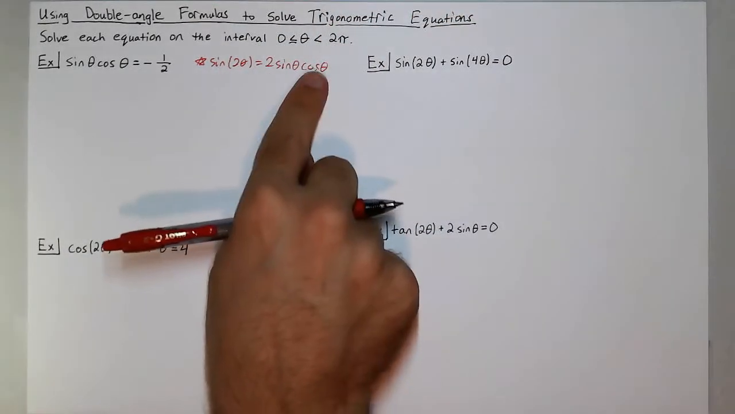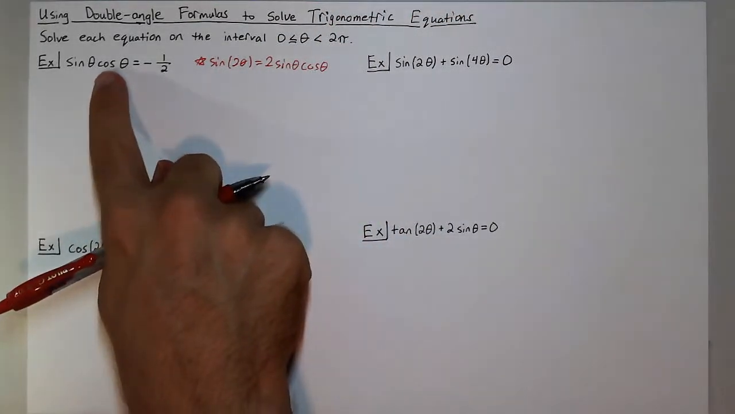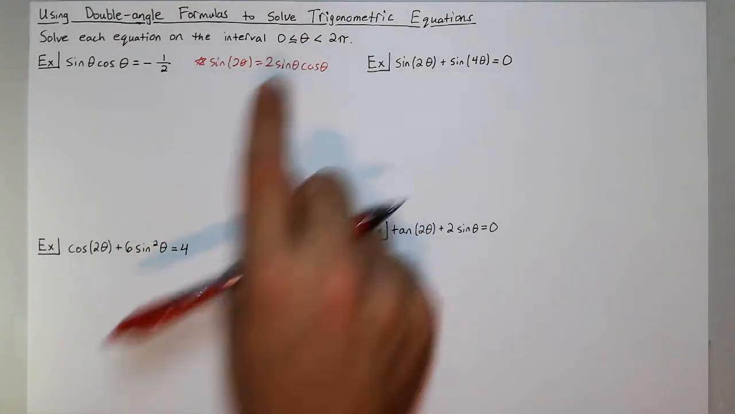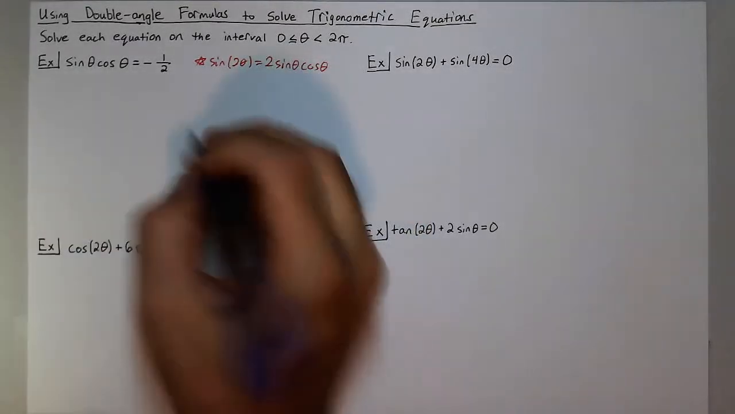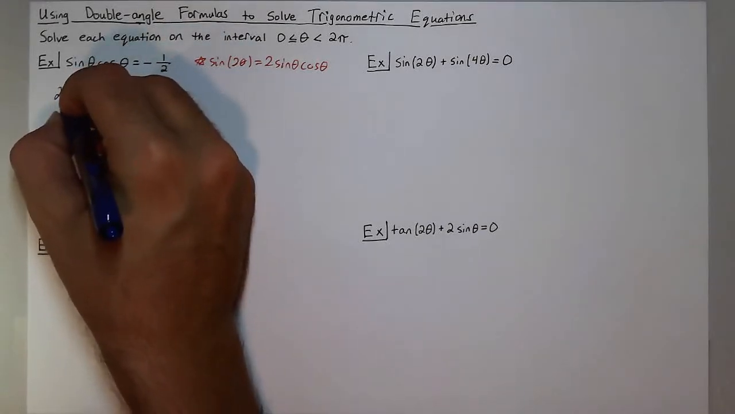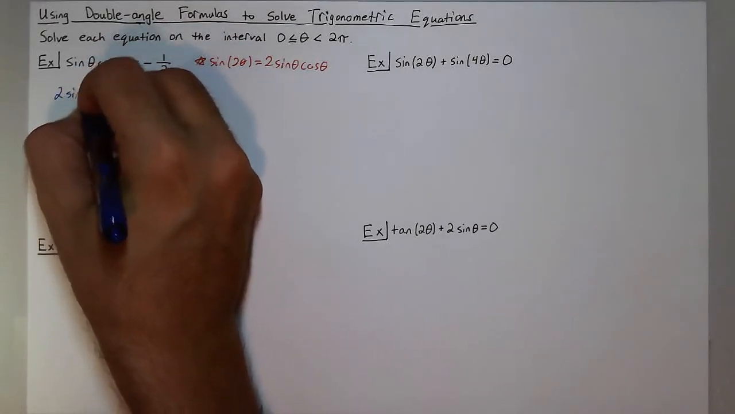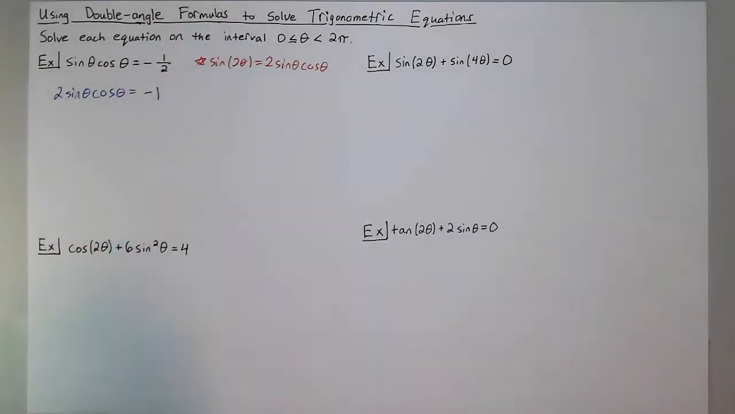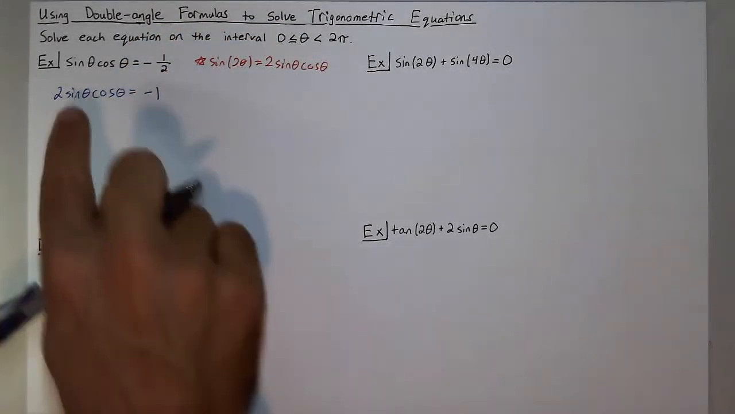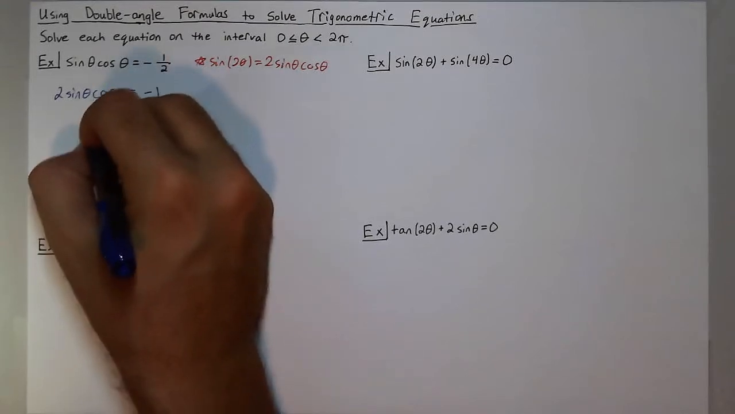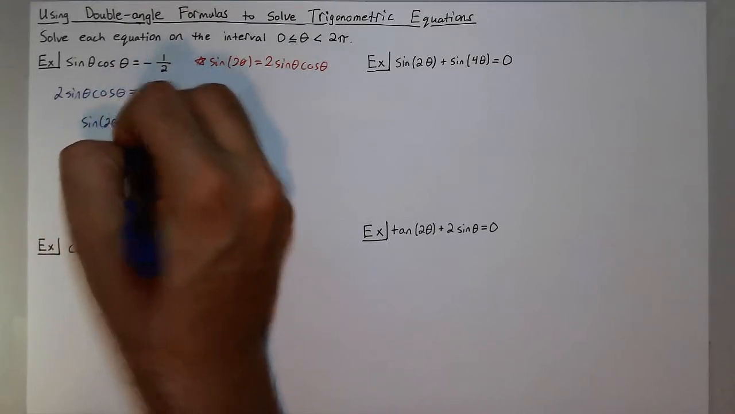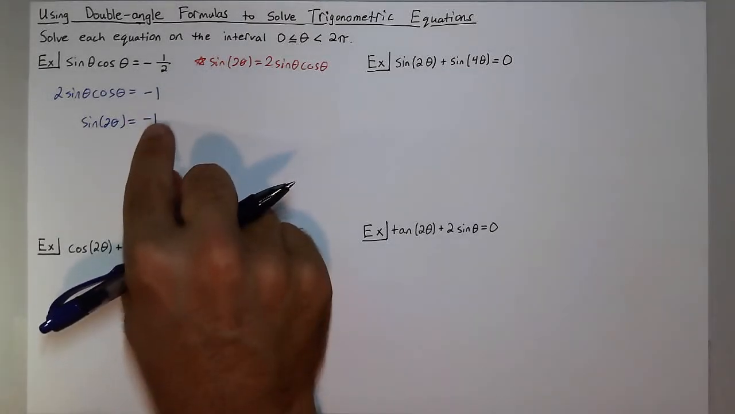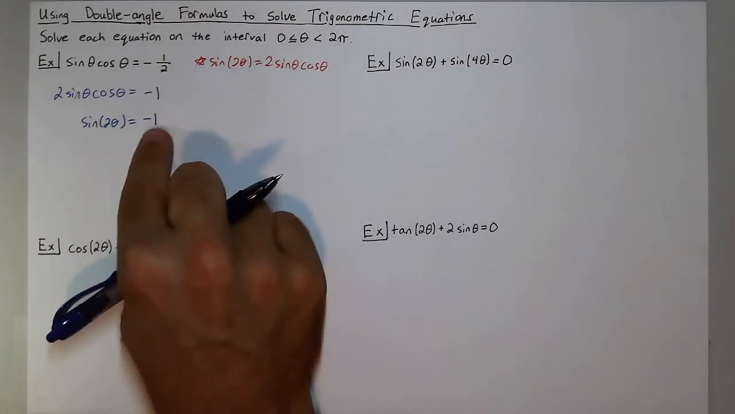Because of how close these are, I can rewrite this to look just like this on the right, 2 sine theta cosine theta, by multiplying each side of the equation by 2, giving me 2 sine of theta cosine of theta is equal to negative 1 when I multiply the right side by 2 as well. Now I can rewrite this as sine of 2 theta is equal to negative 1. And now I just have to figure out what angle makes sine equal to negative 1.